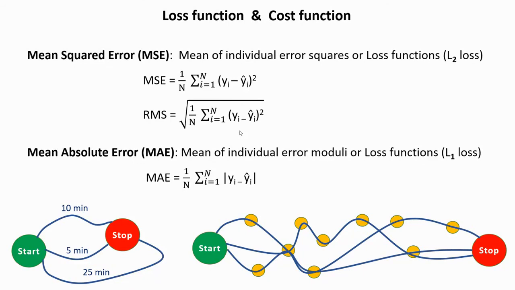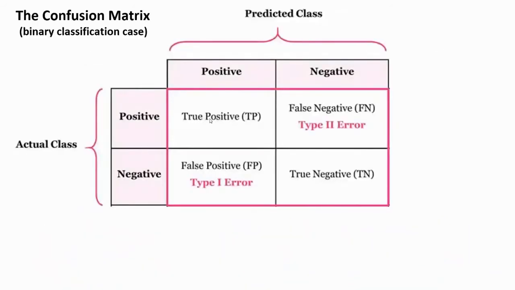So it is a function, loss function, but error is the difference. So you understand that, right? Is there any doubt here? Okay, so with this we move to the final topic for today, which is the confusion matrix.